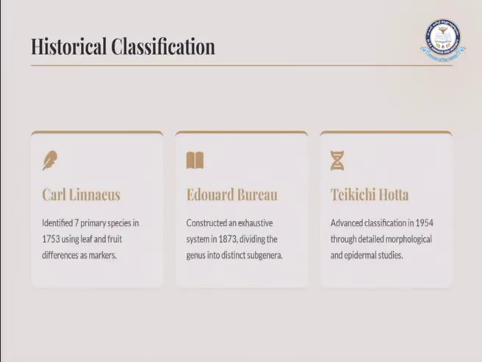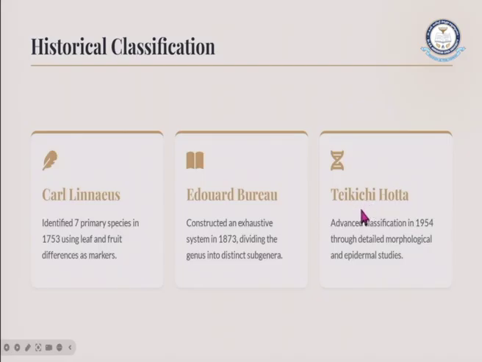As we look at the historical classification of the mulberry, there are many scientists who helped in defining the classification of the mulberry. Carl Linnaeus identified 7 primary species in 1753, using leaf and fruit differences as markers. Then Edward Bureau constructed an exhaustive system in 1873, dividing the genus into distinct subgenera.